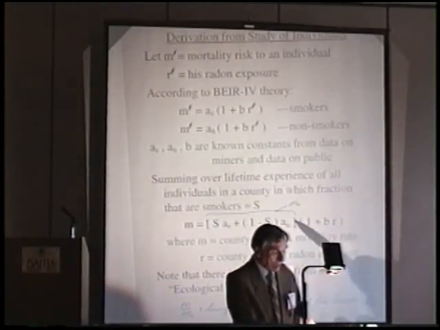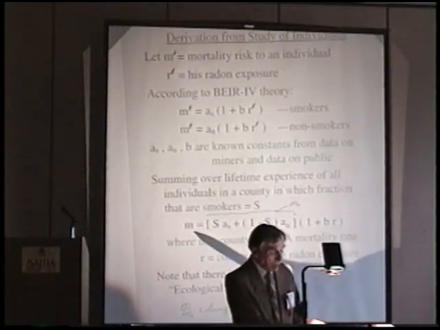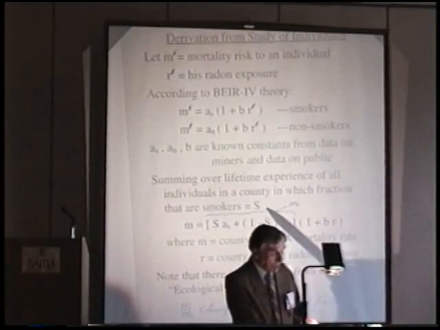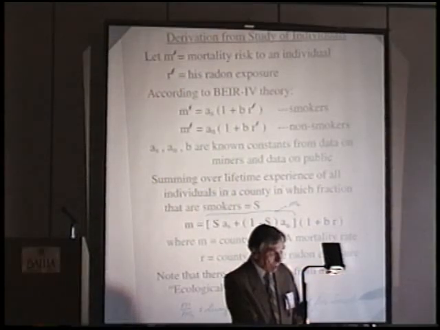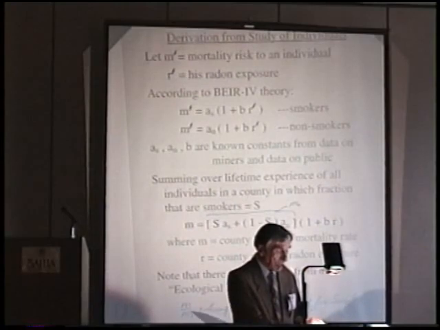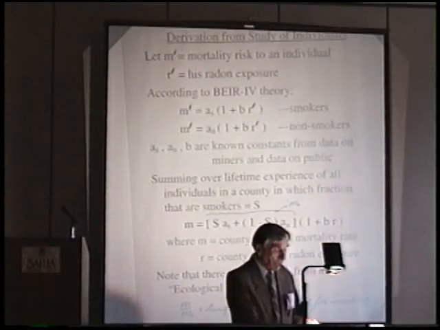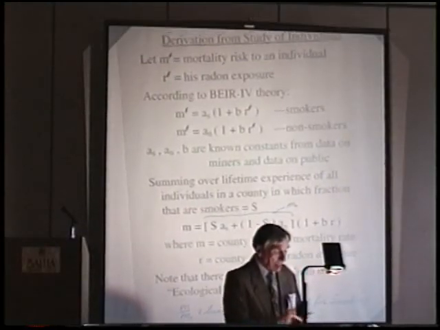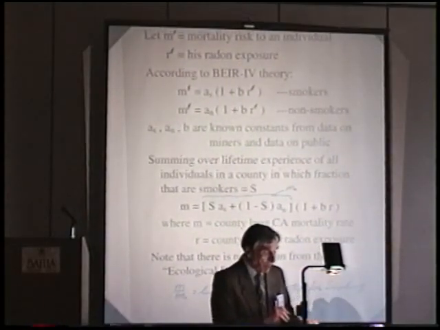And you have this factor in here, which I call M0. So if you divide the mortality rate in the county by this M0, you get the lung cancer rate corrected for smoking. And so this is the quantity which we'll be discussing then as a correction for smoking. You notice that this is all done with rigorous mathematics and there's no problem with the ecological fallacy.